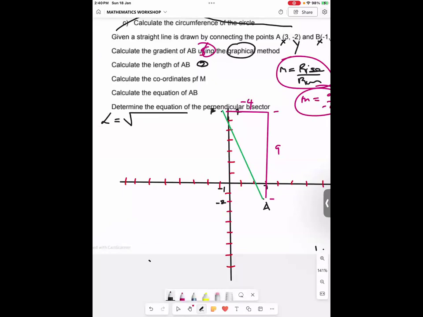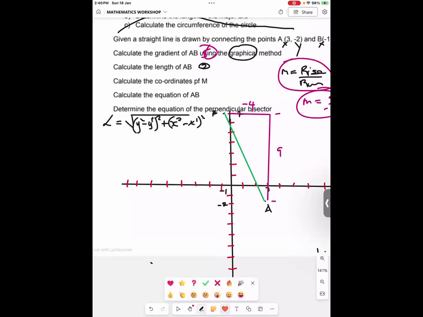So the formula for the length of a line is going to be the square root of y2 minus y1, squared, plus x2 minus x1, squared. All right, so that's the formula for it.